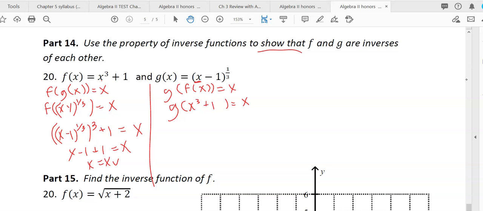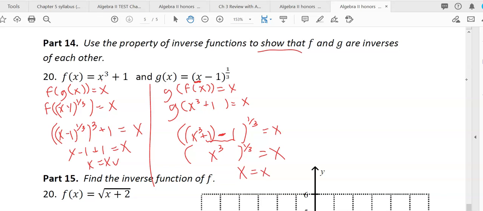So now everywhere in the g function, I'm going to plug in x cubed plus 1 as my new x. So instead of x minus 1 to the 1/3, I'm going to put in x cubed plus 1. Now simplify inside the parentheses, and this is all supposed to equal x. Inside, you have 1 minus 1, which is really 0, so I really just have x cubed inside. Of course, what's x cubed to the 1/3? That's just x. x equals x, and you've proven it.